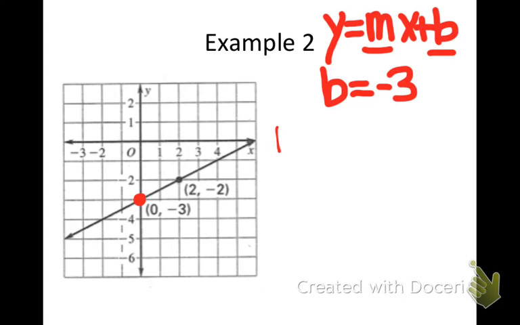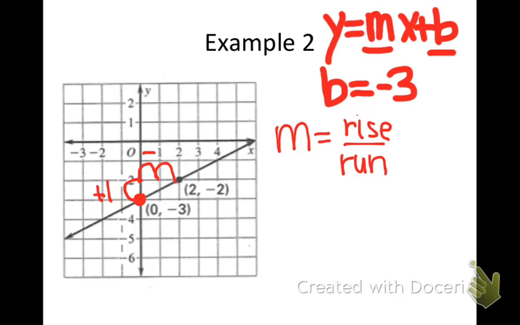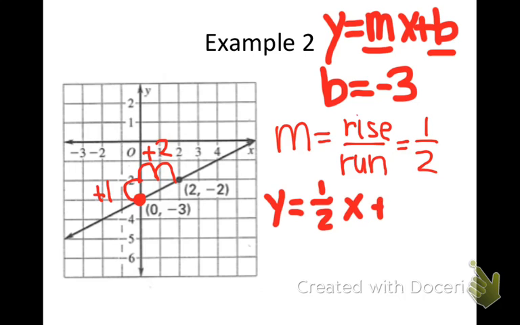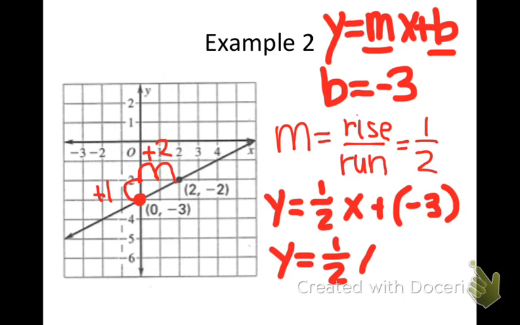To find the slope, m, I can use rise over run. You will have to rise 1 to get to your next spot and run 2. Rise 1, run 2. So your slope is 1/2. I'll plug in my slope, 1/2, and my y-intercept, negative 3. Simplify this to be y equals negative 1/2 x minus 3.